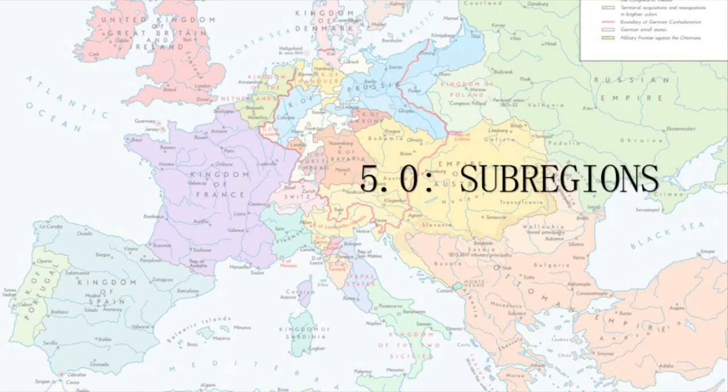Okay, now we have finished covering the history and culture of Europe. The next chapter is the subregions in Europe. Europe contains 4 different regions, which are the Western, the Northern, the Mediterranean, and lastly the East Central Europe.